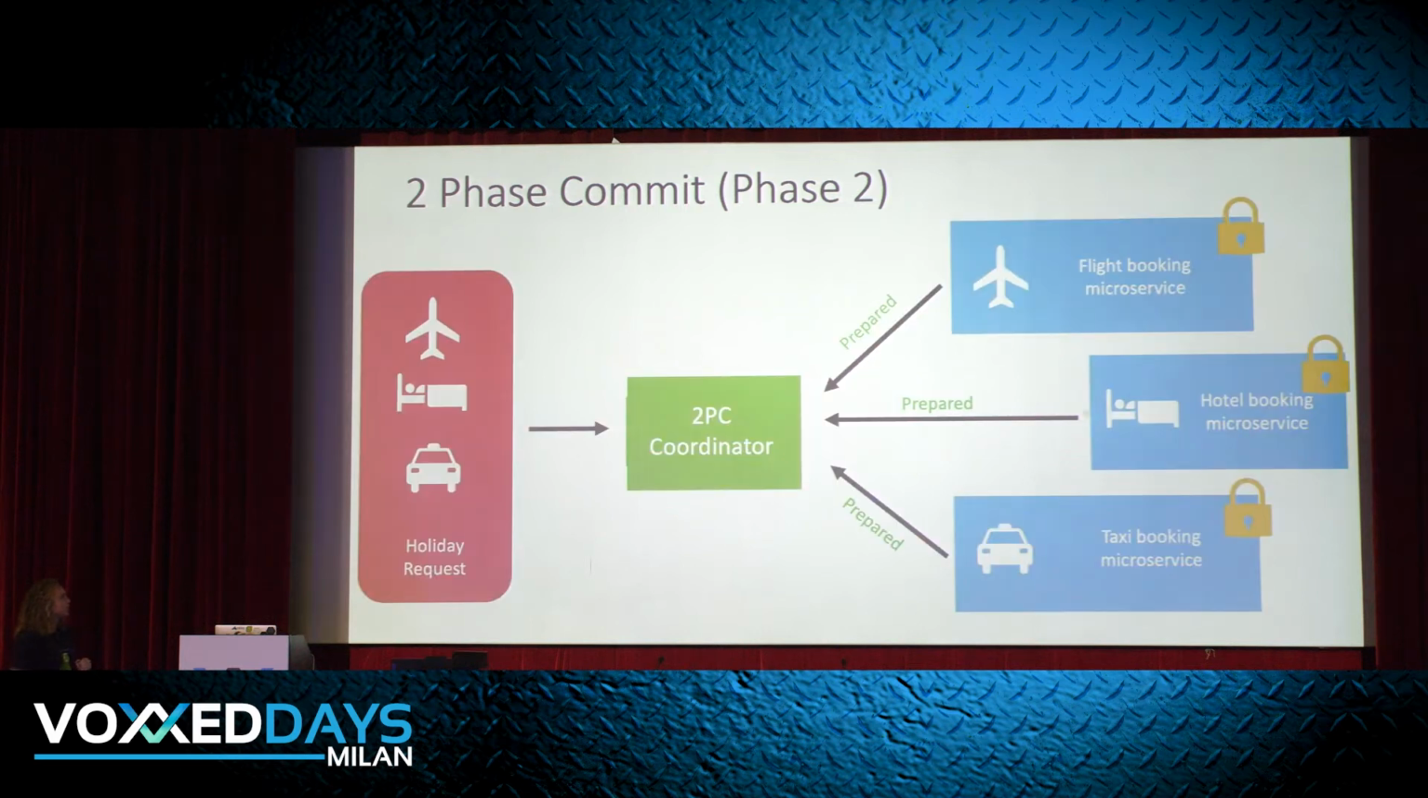So in scenario one, we have everything ready to go. We get a prepared message back from our microservices to say, hey, yep, I've got the resource you need, I am ready to go with this transaction. Then the two-phase commit coordinator can send a message back to say, great, everyone's available, so please commit those resources to this transaction. They commit the resources and send a confirmation message back to that central coordinator.